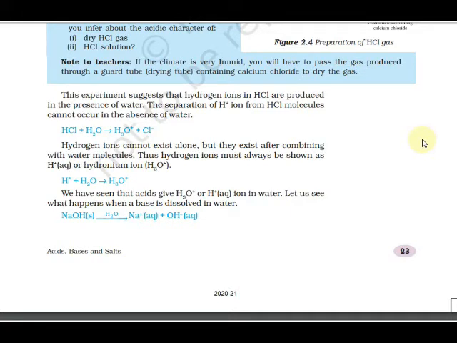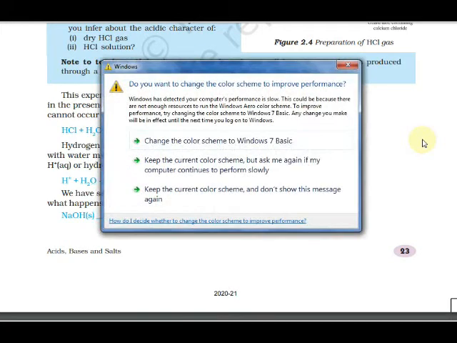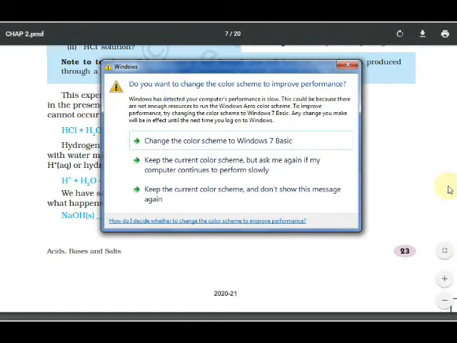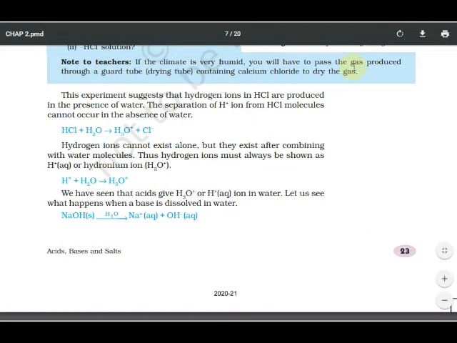HCl plus H2O. What is meant by dilute HCl? HCl plus water, dilute HCl. HCl plus water, which produces the hydronium ion and Cl minus. H3O plus is a cation, a positively charged ion, and Cl minus is the anion, a negatively charged ion. HCl plus H2O gives H3O plus and Cl minus.